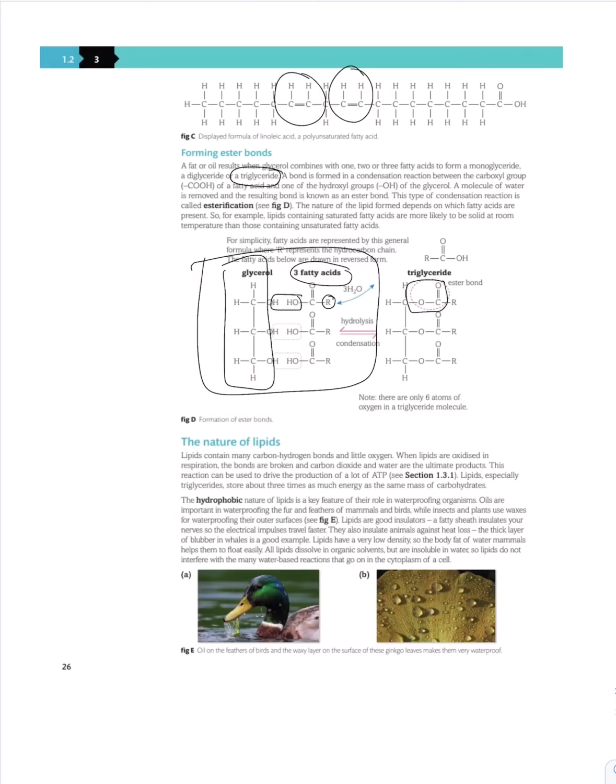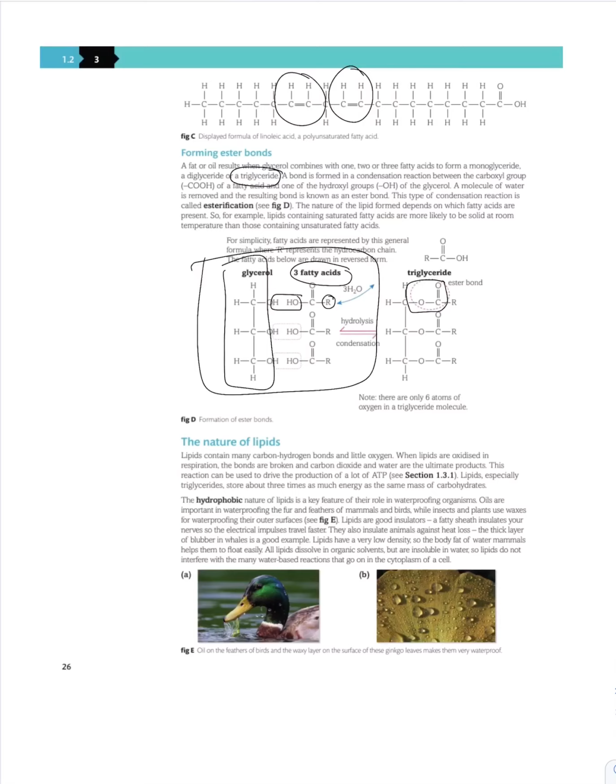Lipids contain many carbon-hydrogen bonds and little oxygen. When lipids are oxidized in respiration, the bonds are broken and carbon dioxide and water are the ultimate products. This reaction can be used to drive the production of a lot of ATP. Lipids, especially triglycerides, store about 3 times as much energy as the same mass of carbohydrates. And that's how we know that triglycerides give you more energy.